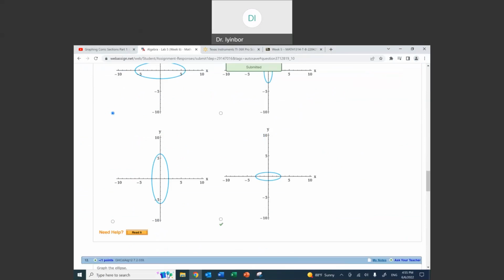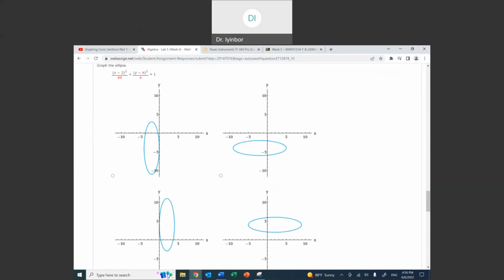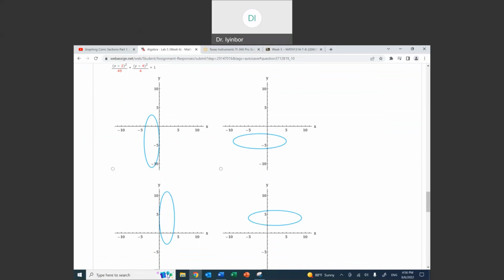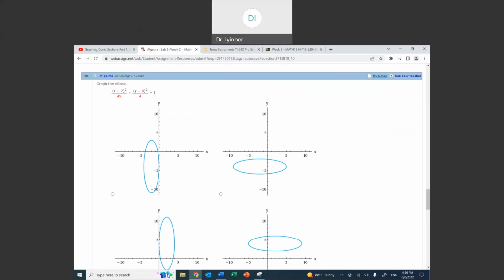Next one is number 12. It's another one like that, but here the center is not 0, 0. The center is something else. So how do you know which one it is? First, looking at my equation, x is on top of the bigger number, right?